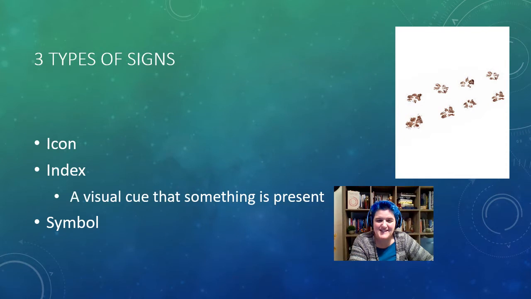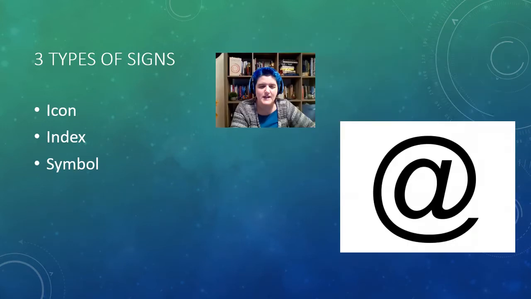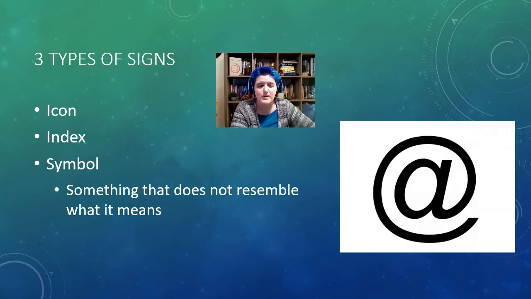An index is a visual cue that something is present, like muddy footprints or smoke. Smoke indicates that there's a fire. Muddy dog footprints indicates that there's a dog, etc. So an index is a visual cue that something is present. And a symbol is something that does not resemble what it means.